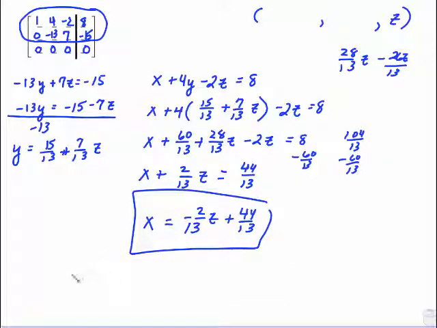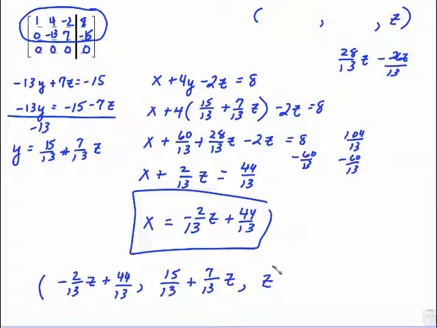So my ordered triple is the expression negative 2/13 z plus 44/13, comma, 15/13 plus 7/13 z, comma, z. You can put this in any order you want. Notice this happens to have the z in front. This one I happen to have the z in the back of the binomial. You may see on MathLab, instead of this being separated fractions, they may write it as negative 2z plus 44 over 13, and that's perfectly acceptable.